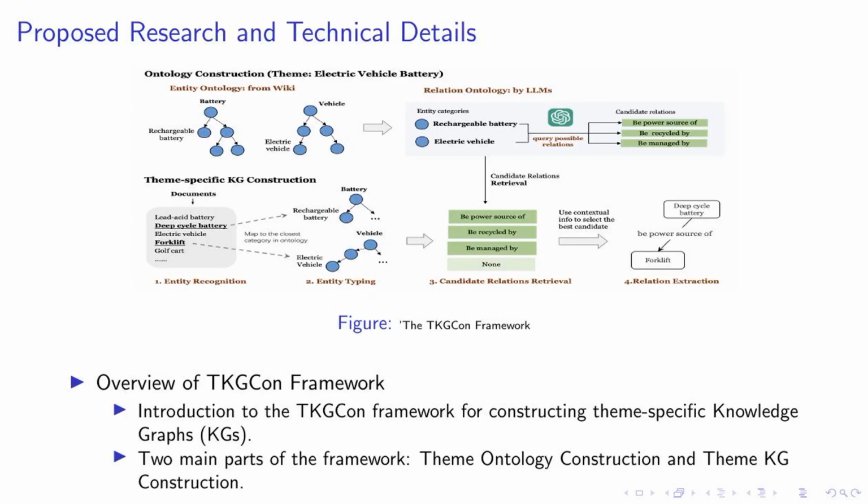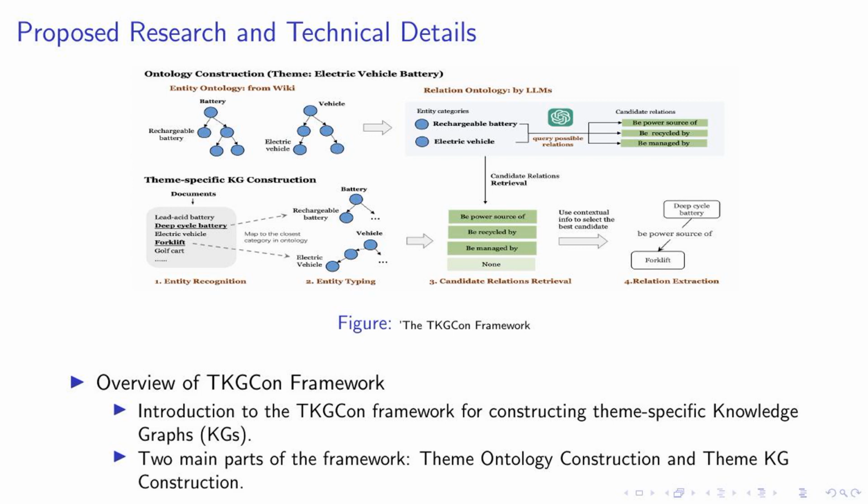On this slide, we delve into the technical details of our proposed research. The TKGcon framework. This innovative framework is designed specifically for constructing theme-specific knowledge graphs, or KGs. The TKGcon framework is composed of two main parts. The first part is the theme ontology construction. Here, we construct an ontology that includes both entities and relations relevant to a specific theme. This is achieved by collecting a hierarchy of entity categories from Wikipedia and generating potential candidate relations.